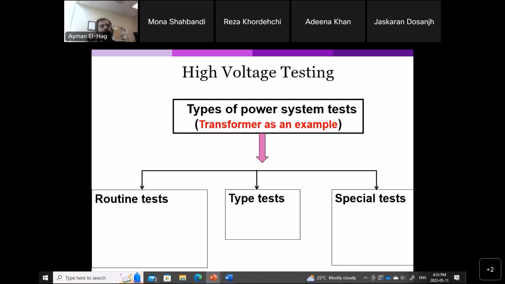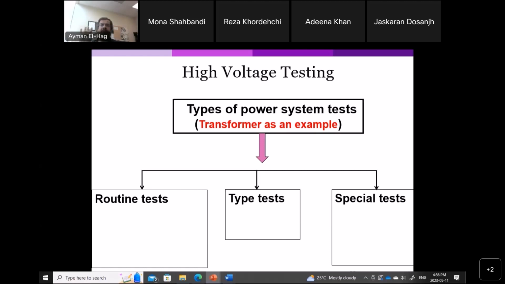This is why it's called a routine test. Then there is a type test. In the type test, you have to test every single design. And usually you have a certificate coming from certain international labs. Usually customers ask for independent labs, like KEMA, like CESI, those types of big international labs. We have Kinectrics here. So you keep a certificate for every single design, so you don't need to repeat the test every time the customer comes to you.